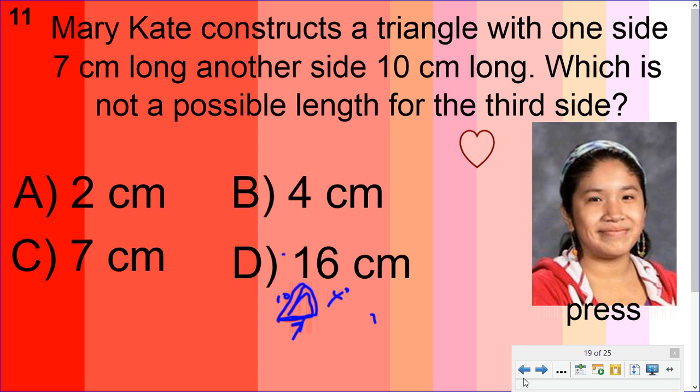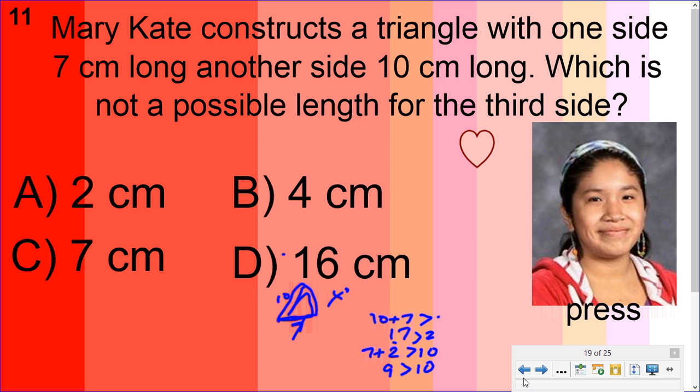So if I add up two sides, 10 plus 7, it's got to be greater than the third side. So 10 plus 7 is 17, and that has to be greater than 2. Now, let me put 2 over here. Instead of 10, 2 plus 7, see if that's greater than 10. 2 plus 7 is 9. 9 is not greater than 10. So that's going to be a problem if I use the 2.